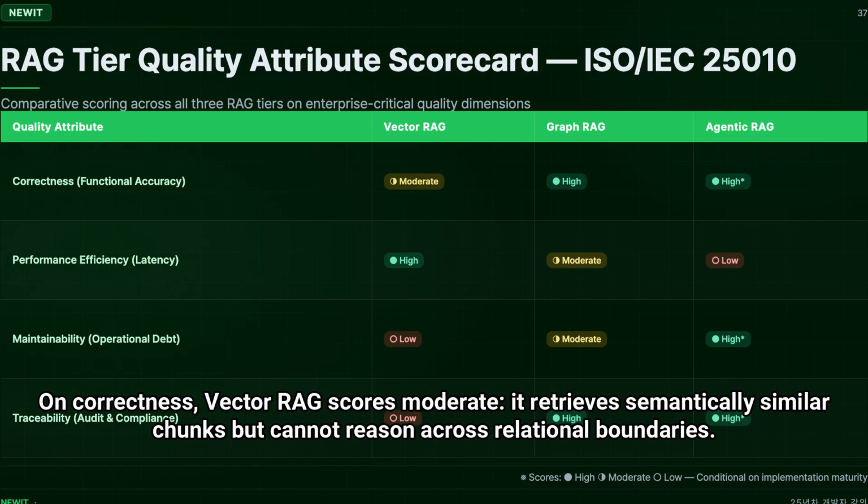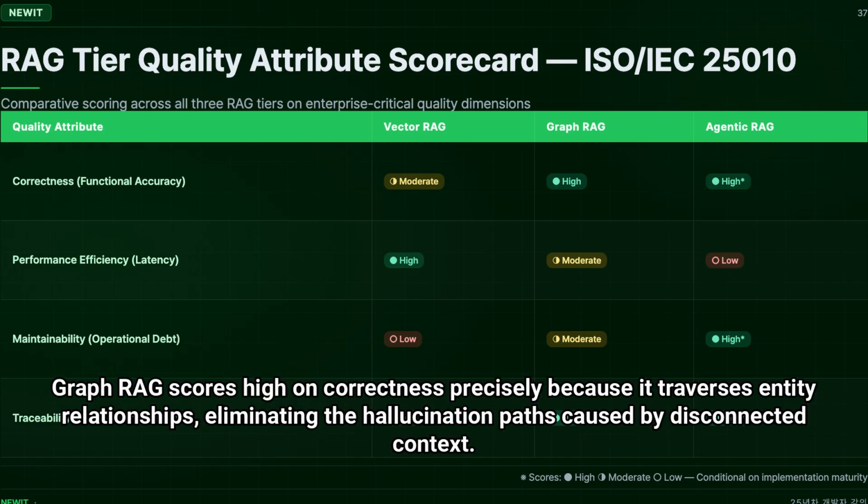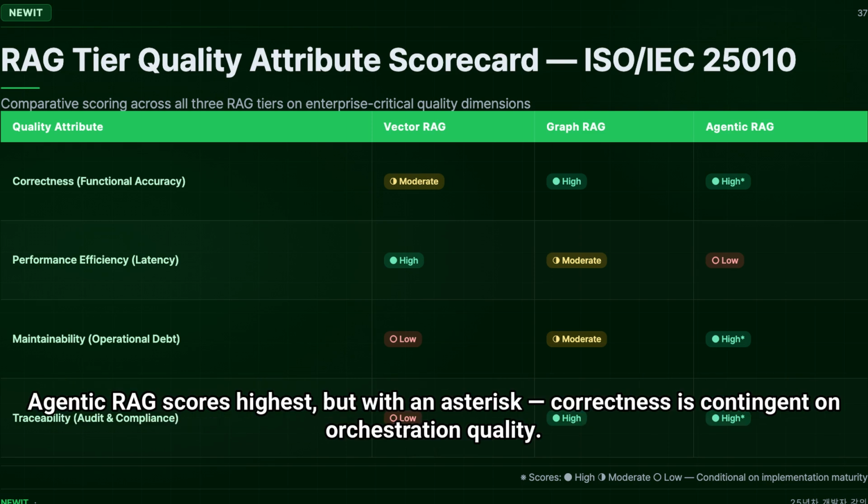On correctness, Vector RAG scores moderate. It retrieves semantically similar chunks but cannot reason across relational boundaries. Graph RAG scores high on correctness precisely because it traverses entity relationships, eliminating the hallucination paths caused by disconnected context. Agentic RAG scores highest, but with an asterisk, correctness is contingent on orchestration quality.